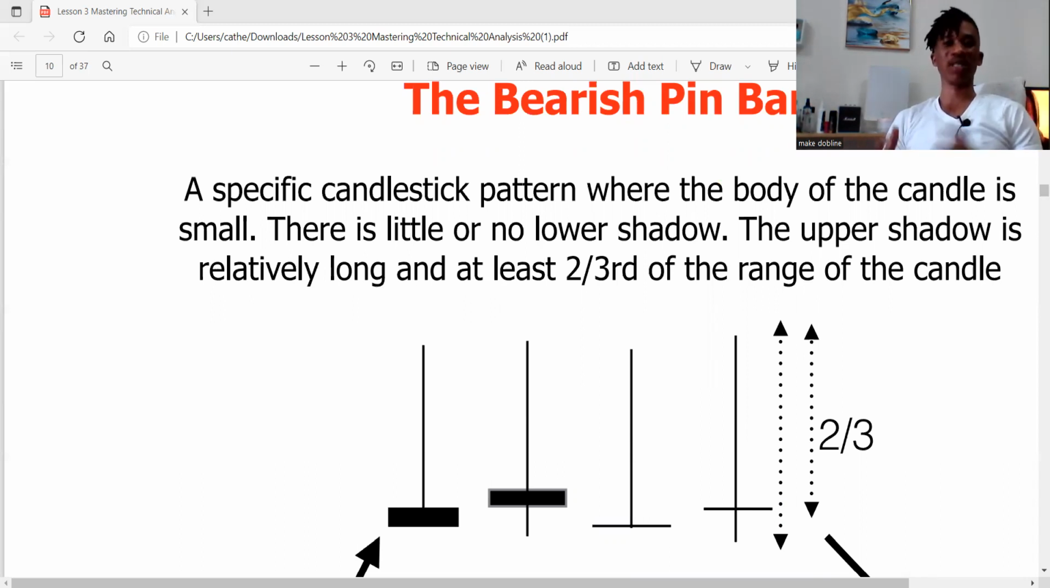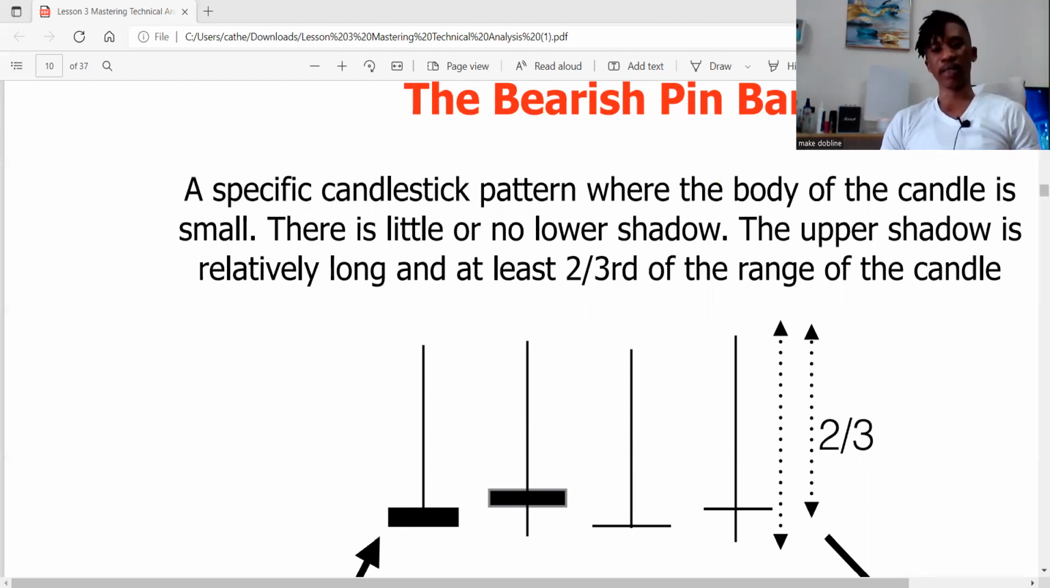Now, the upper shadow is relatively long, at least 2/3. What are you seeing here? Look at the upper shadows here. You can see my mouse here, right? Look at the upper shadow. And remember, what do we call this? From here to here, we call it the range of the candle. Now, where is the body of the candle? This is the body of the candle. Now, the range of the candle is 2/3 more than the body of the candle itself.